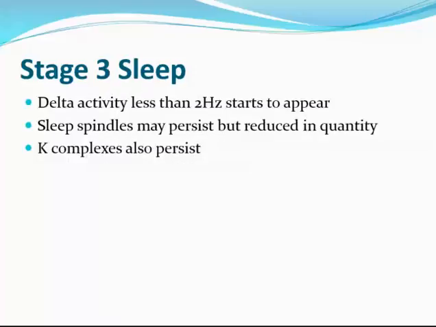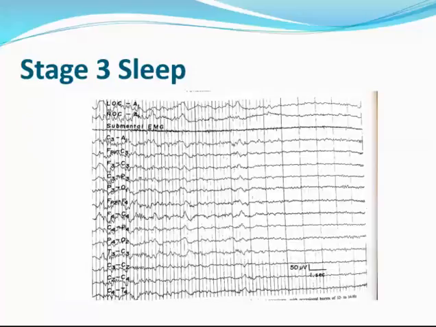Stage 3 sleep: delta activity less than 2 Hz starts to appear. Sleep spindles may persist but reduced in quantity. The K complexes also persist. Now we see here a pictorial representation of an example of stage 3 sleep, presence of 2 Hz frontally predominant transients with occasional bursts of 12 to 14 Hz spindles.